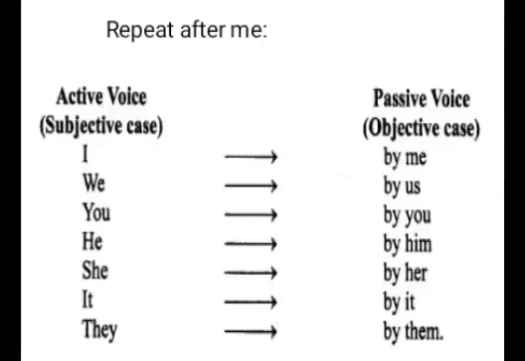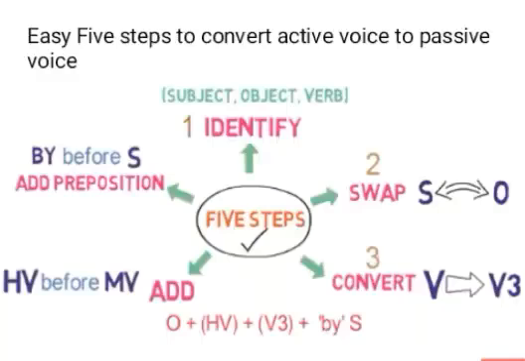Look at the chart here. In active voice, pronouns are in the subjective case and it changes to the objective case in passive voice. I becomes by me, we becomes by us, he becomes by him, she becomes by her, it becomes by it, they becomes by them. So remember this chart, it will be helpful to you while changing the voice.